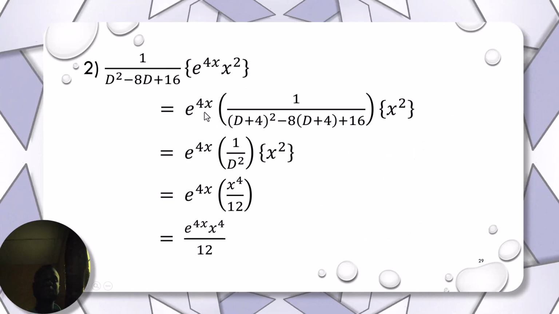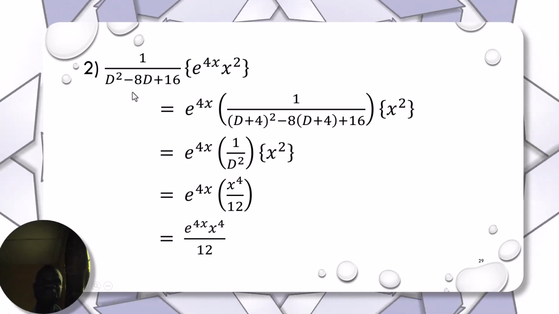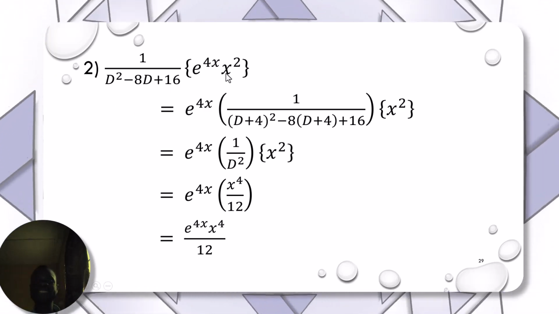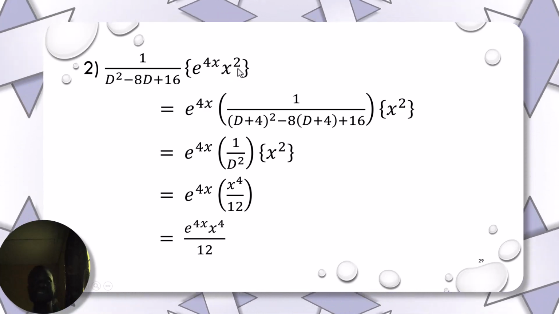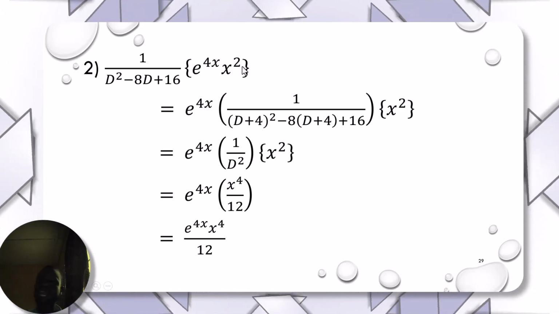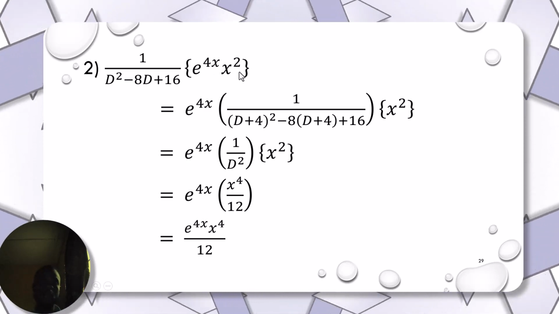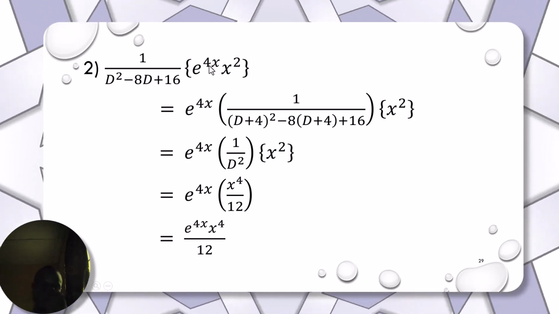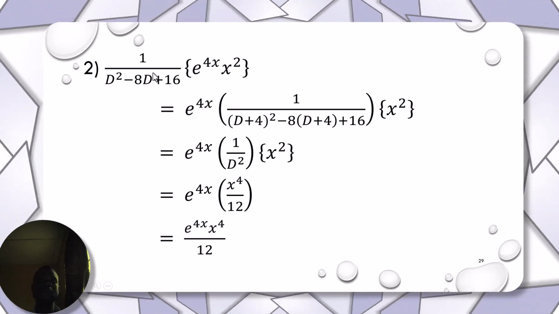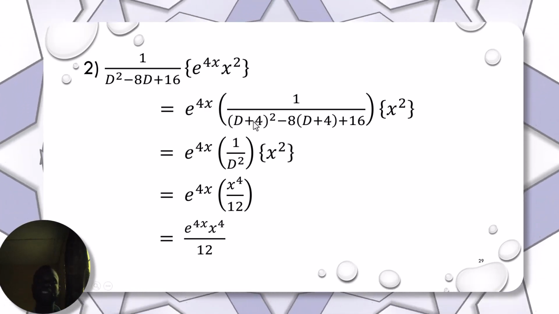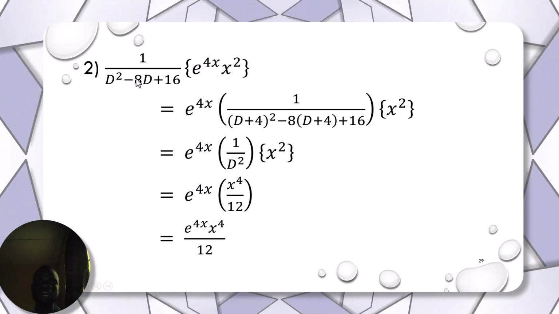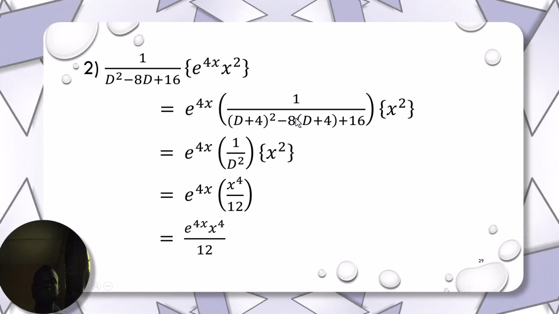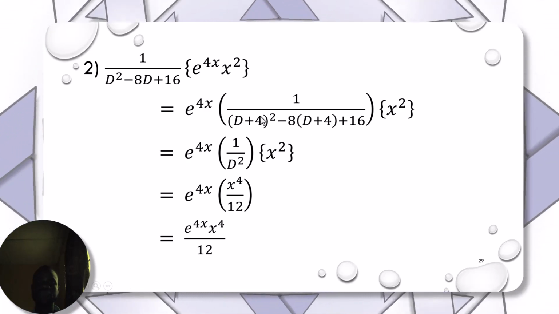Now let's take another example. I have 1 all over D squared minus 8D plus 16, acting on e to the power of 4x multiplied by x squared. So it's still simple. I have an exponential multiplied by a function of x. So it means wherever I see D, I will remove D and put D plus a. So here I have D squared, I will remove it and put D plus a, squared, minus 8, I will remove D and put D plus a. My a is 4, don't forget my a is 4.